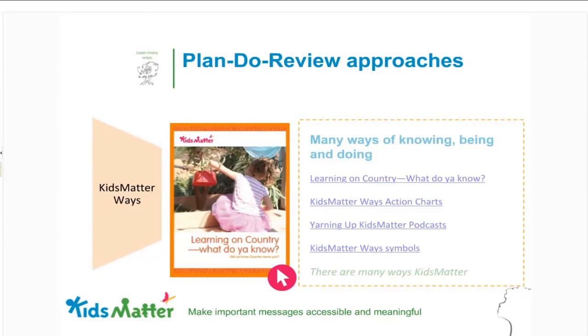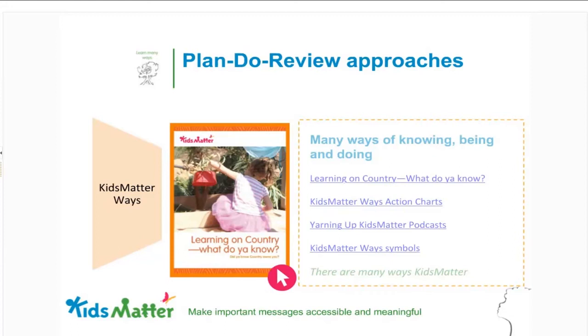And so we've got a great ebook called Learning on Country, which gives you a really good foundation to how to start to develop relationships with Aboriginal and Torres Strait Islander communities. We've got the KidsMatter Ways action charts, which have fantastic reflective questions on the back and things to think about and consider. And then on the front of them, they've got photo images and more text where you can actually put your own photo image and some of your own text in there. And so you can use language in there, change it to other languages if you want to. We've got Yarning Up KidsMatter podcasts, which are little podcasts, some interviews and yarning with people all over Australia, both Aboriginal and non-Aboriginal, about all the elements of KidsMatter.